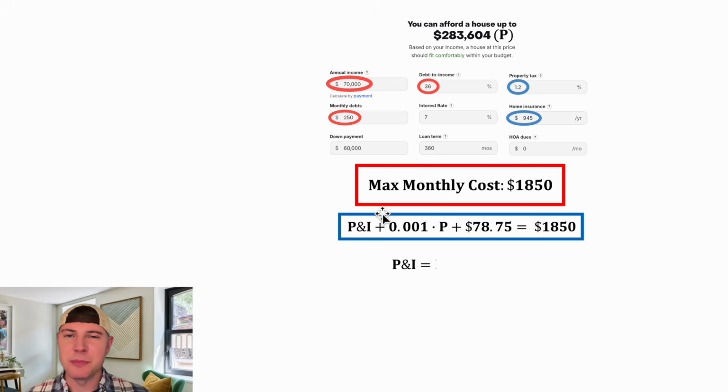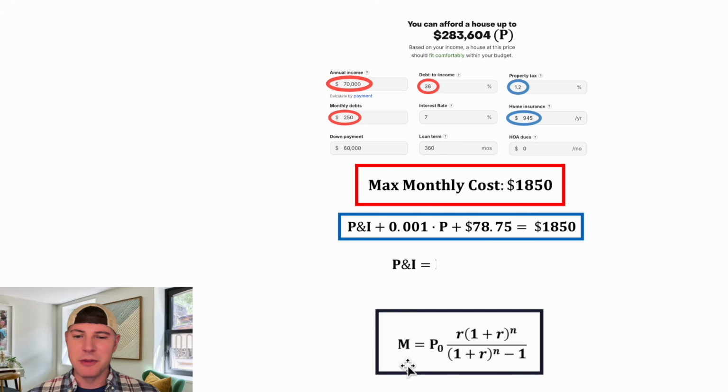Next, let's figure out the principal and interest. These are the notes to find your monthly mortgage payment. The monthly payment is equal to the principal times the rate times 1 plus r to the power of n, this whole thing divided by 1 plus r to the power of n minus 1.